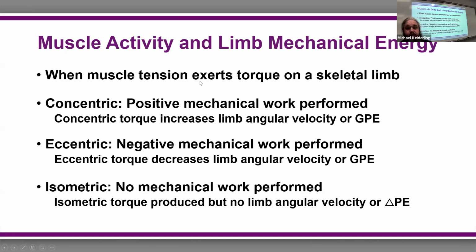Now, when muscle activity happens, there's a change in limb mechanical energy. When muscle tension exerts a torque on a skeletal limb, for concentric, the muscle is doing positive mechanical work. The concentric torque increases limb angular velocity or gravitational potential energy. For eccentric, it's doing negative mechanical work. The eccentric torque decreases limb angular velocity or gravitational potential energy. And for isometric, it's doing no work because nothing's moving. There's an isometric torque produced, but no limb angular velocity or change in potential energy.